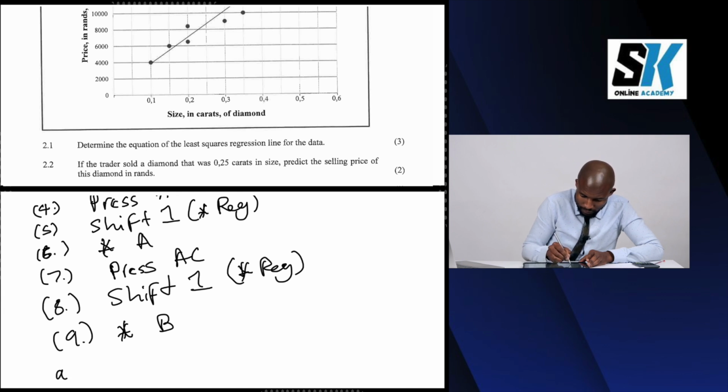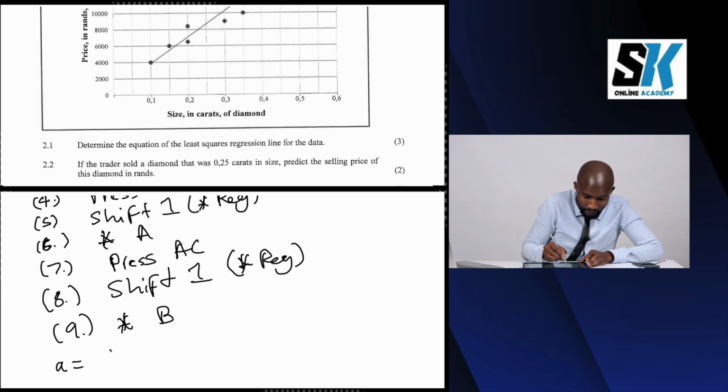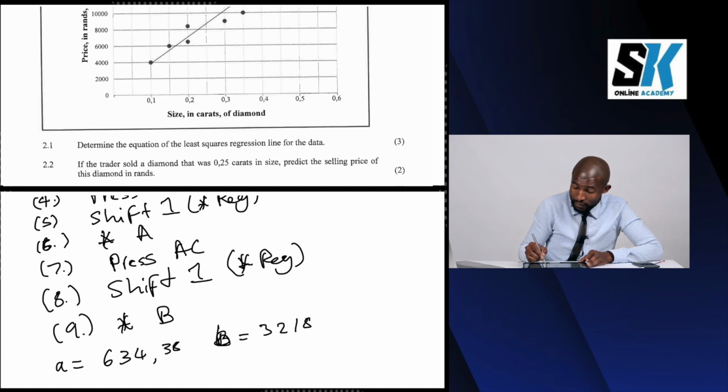So I did that, and then my A value was, so I'm going to write the value of A, it was 634.38, and then my B value was found to be, okay, let's do it in small letter, it was found to be 32189.26.